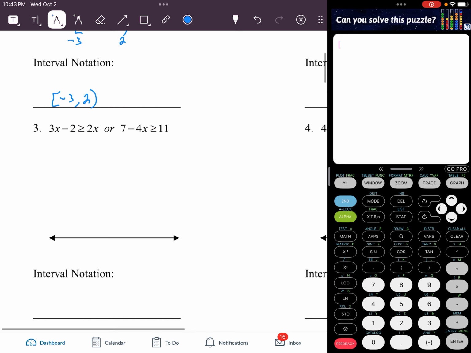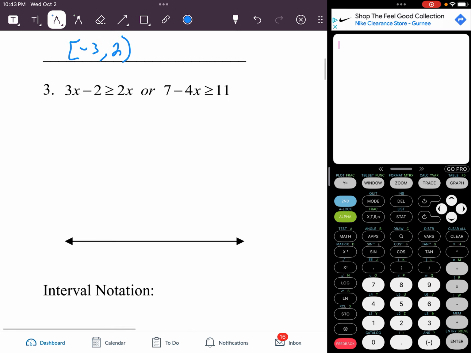Number 3. Now we have an or inequality, so this is where they do not need to overlap. So I'm going to subtract 3x from both sides. So I get -2 greater than or equal to -1x. I'm going to divide both sides by -1 to get 2. Because I divided by -1, I'm going to flip the sign. I get x, and then I'm going to flip it again so I get my x on the left-hand side.